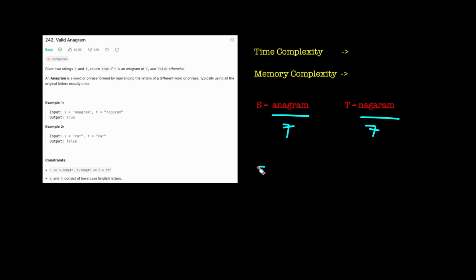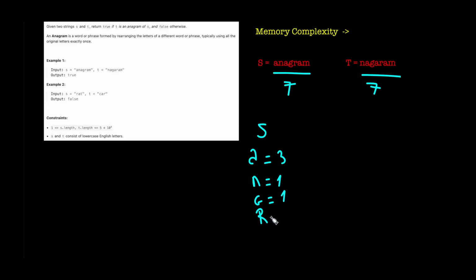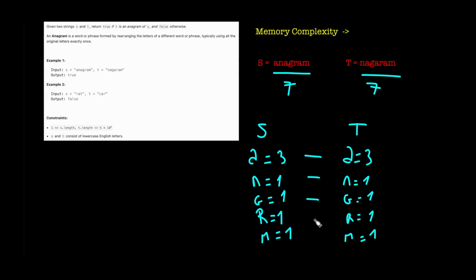So S has A count equals to 3, N count equal to 1, it has a G count equal to 1. It has a R count equal to 1 and the M count equal to 1 as well. Let's do the same for T. As we can see here, S and T both have the same count for each letter that is appearing in the word. This means that T is an anagram of S, or vice versa. We can also say S is an anagram of T.